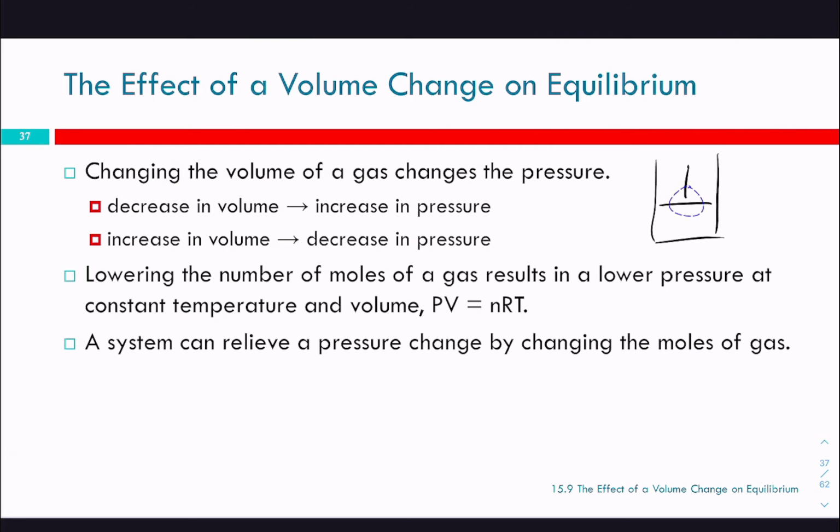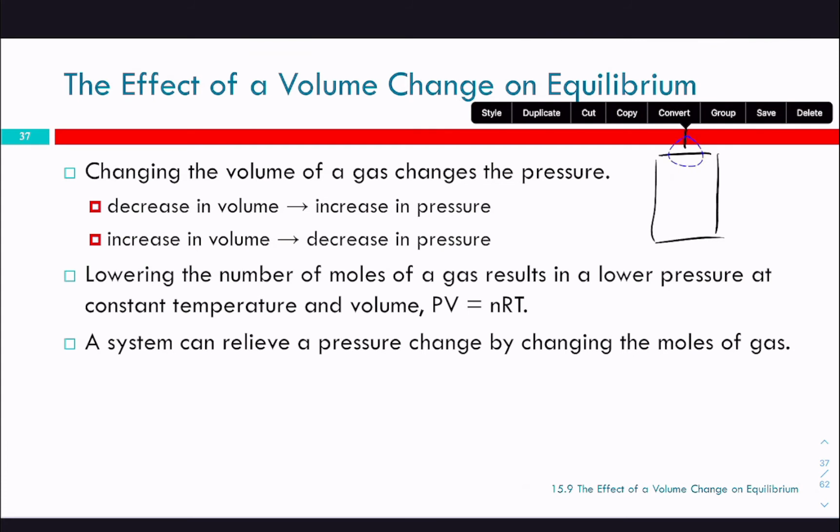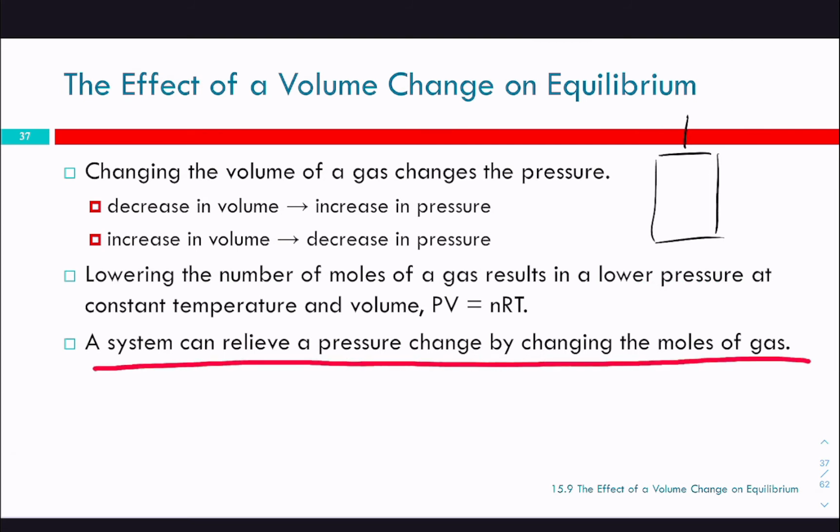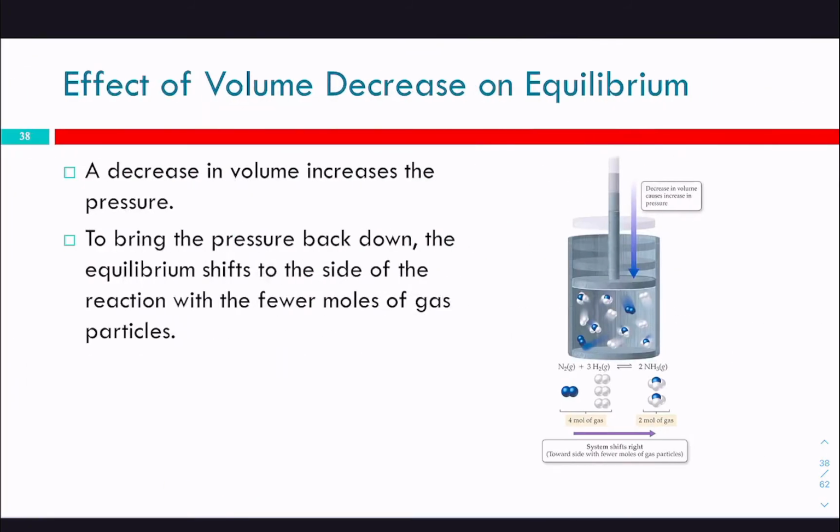So decreasing volume increases pressure. If we increase the volume, we decrease the pressure. So lowering the number of moles of a gas results in a lower pressure at constant temperature and volume. But a system can relieve pressure by changing the moles of gas, and we'll see what this looks like. So for a reaction, a decrease in volume increases the pressure. In order to bring the pressure down, the equilibrium will shift to the side that has fewer gas particles.